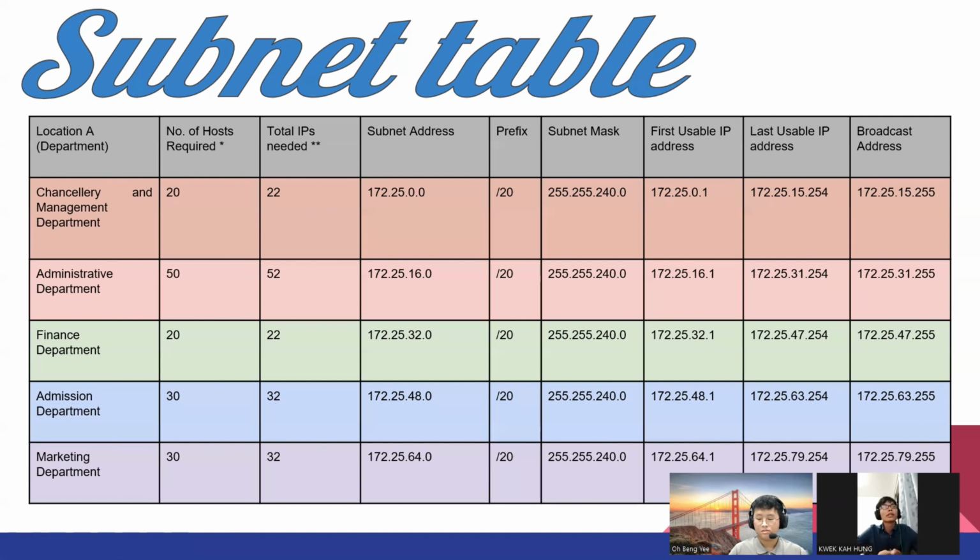This is the table that we designed. As you can see, there are location A, number of hosts required, total IP needed, subnet address, prefix, subnet mask, first usable IP address, last usable IP address, and finally the broadcast address. So each department has its own number of hosts required. For example, the Chancellery and Management Department consists of 20 hosts required, but actually the total IP needed is 22. The other two are the subnet address and the broadcast address. And each subnet has a usable IP address for each host.